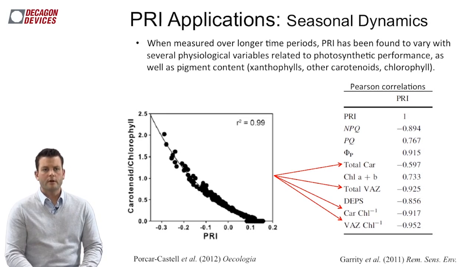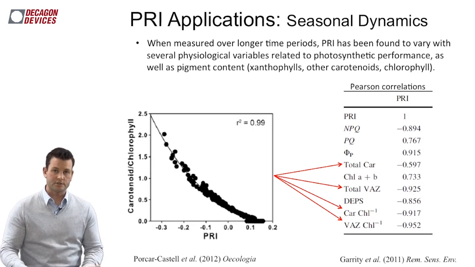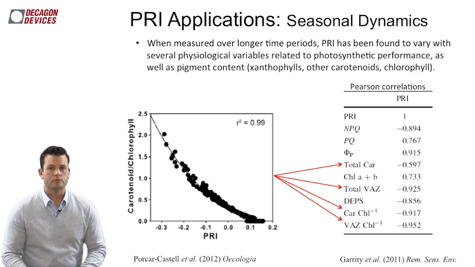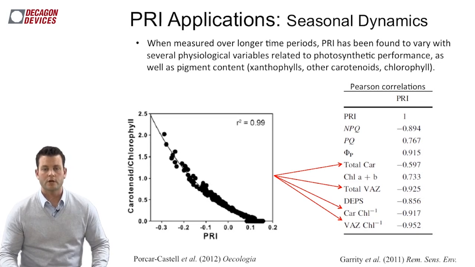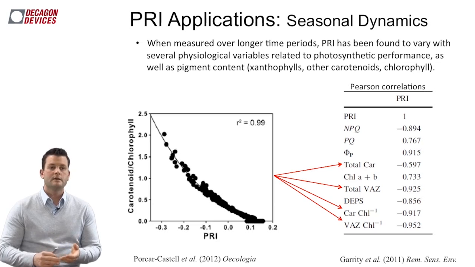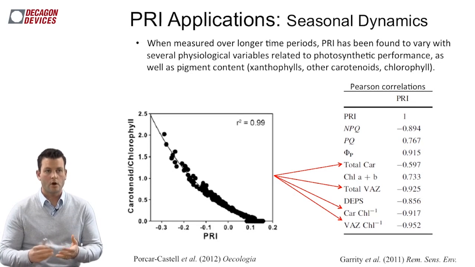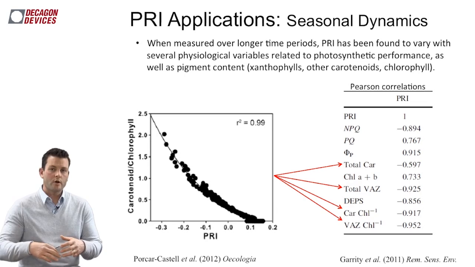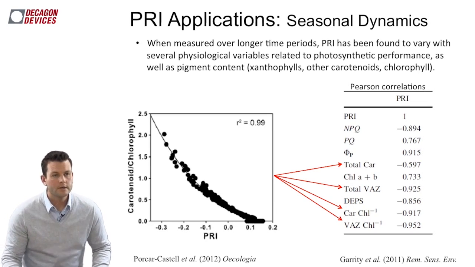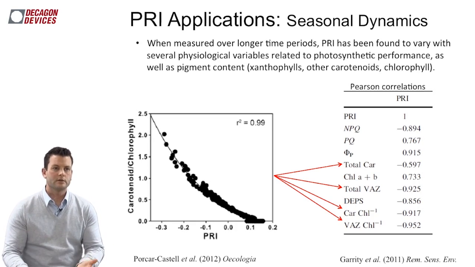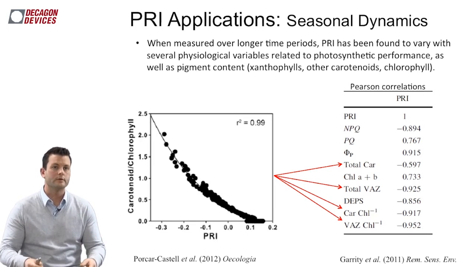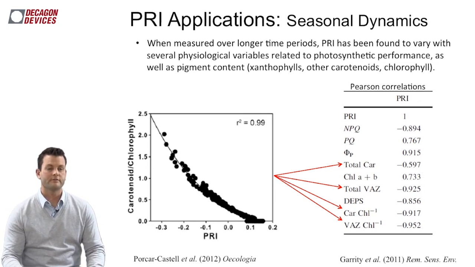But what people have found so far is that over longer time periods, the PRI isn't just sensitive to the xanthophyll cycle. It's also sensitive to total carotenoid and chlorophyll contents. Now it's important to note that the xanthophylls, the V, the A, the Z, violaxanthin, antheraxanthin, and zeaxanthin, are a class of carotenoids. So when people are measuring total carotenoid content, oftentimes a large fraction of that is actually the xanthophylls. And it hasn't been entirely clear yet whether the PRI is responding to just the xanthophylls or total carotenoids. I think further research will help clarify that.